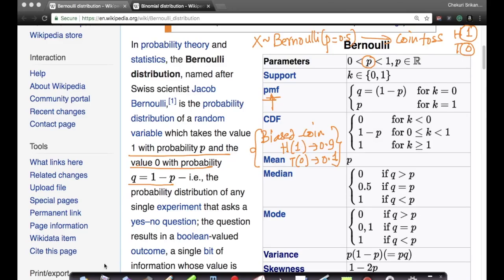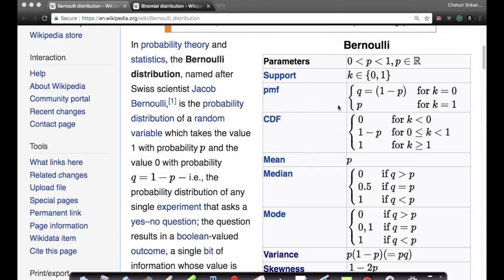Now let's come back to our Bernoulli distribution. The Bernoulli distribution has a PMF whose only parameter is P, and of course remember P has to be strictly less than 1 and strictly greater than 0. The probability of getting 0 is Q, and the probability of getting 1 is P.